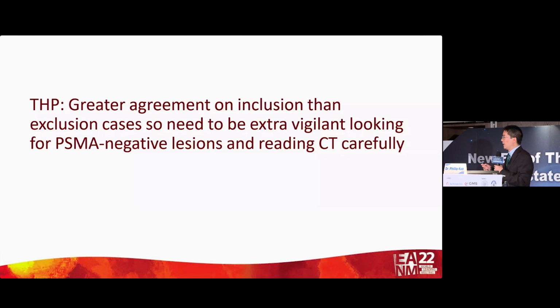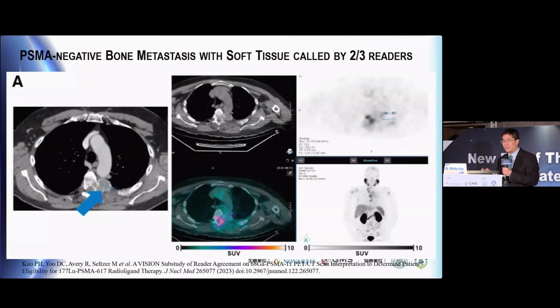But really, to catch those PSMA negative lesions, like I showed you with that liver example, if you don't see it on the CT, there's no way you're going to find it on the PSMA PET scan. This is an example of a PSMA negative bone metastasis that 2 readers appropriately called as PSMA negative, but 1 reader missed it, okay?